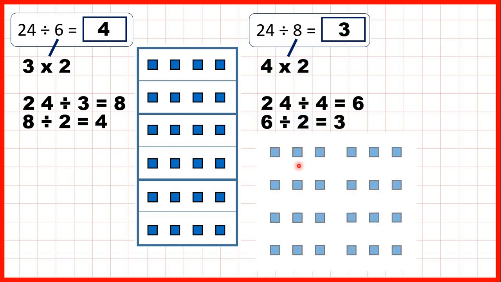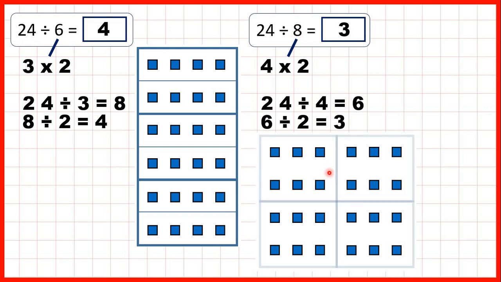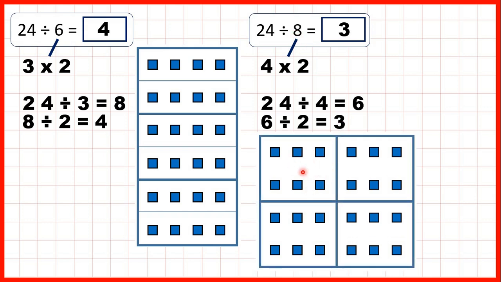And again, we can see if we show 24 blocks, rather than dividing them into 8 groups straight away, we could first divide them into 4 groups to get 6 blocks in each group, but then we could divide each of our groups in 2, so divide by 2, and that gives us 3 blocks in each group. So by dividing by 4 and then dividing by 2, we've divided by 8, because you can see that we now have 1, 2, 3, 4, 5, 6, 7, 8 groups.